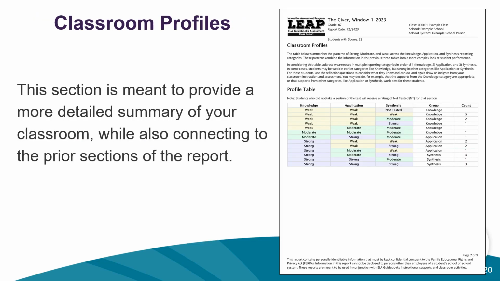The grouped roster section, which we just reviewed, puts students into 3 groups based on where they are most likely to need help. The profile section, shown here, instead shows the number of students for each unique combination of ratings for the 3 categories. This takes that roster table and collapses it into the unique patterns of ratings on knowledge, application, and synthesis. So let's zoom in on one of these rows and see how that's created.